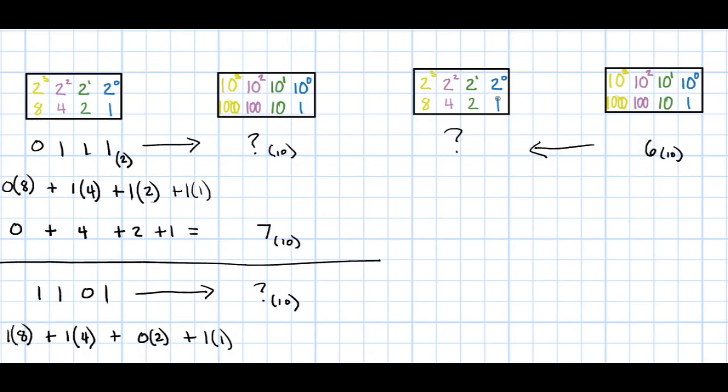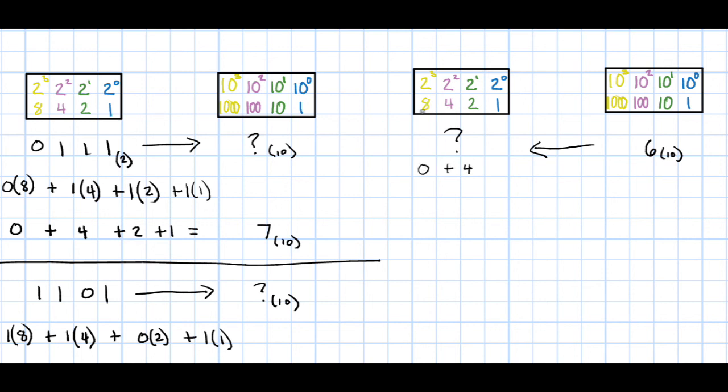Since 6 is greater than 1, we know that we have to use the first digit. Since 6 is greater than 2, we know we have to use the next digit. 6 is also greater than 4, so we know we have to use that digit as well. However, 6 is not greater than 8, so we know we don't have to use any more digits to represent 6 in binary.